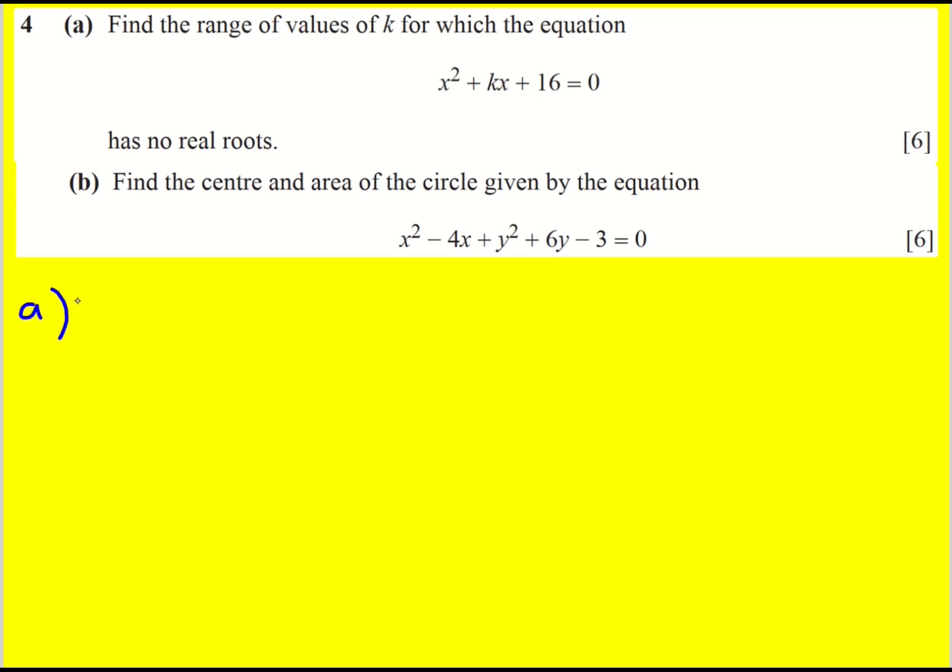and a range of values of k for which this quadratic equation has no real roots. This is all about the discriminant. So a is 1, b is k, c is 0. The discriminant is b squared minus 4ac. And for no real roots, it's going to be less than 0, because when you take the square root of it, we can't do that with real numbers. We can't take the square root of a negative.